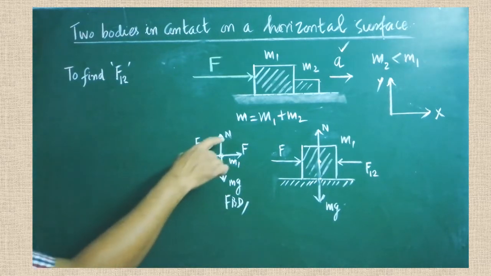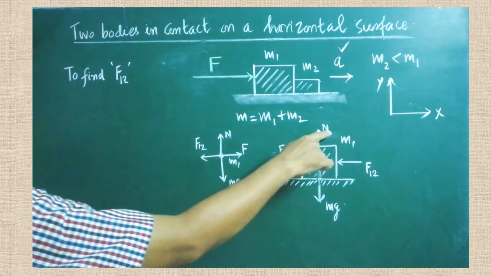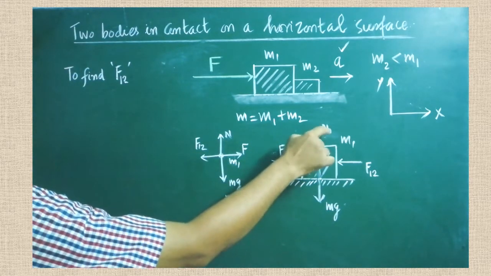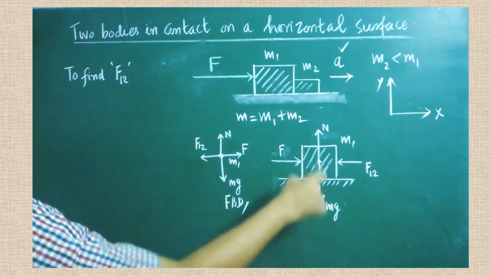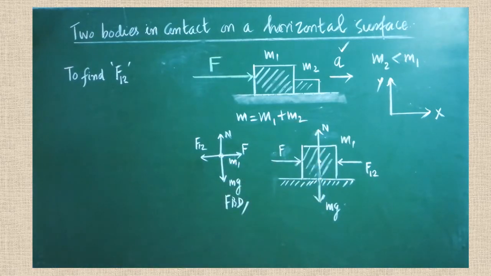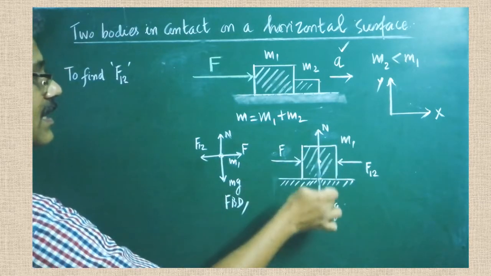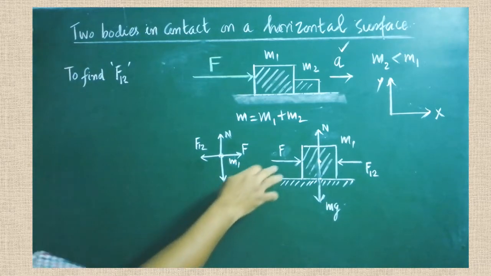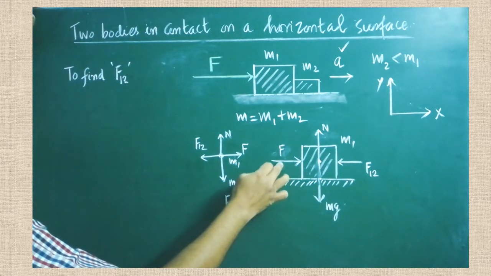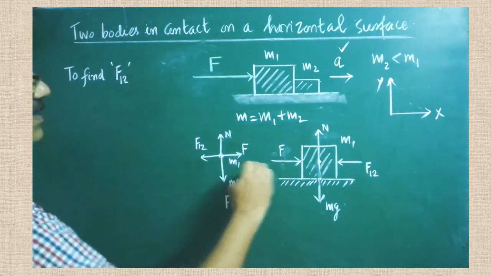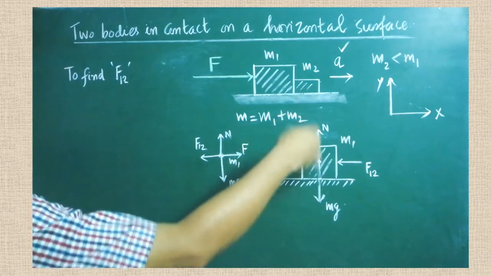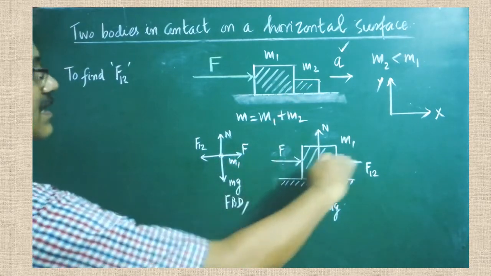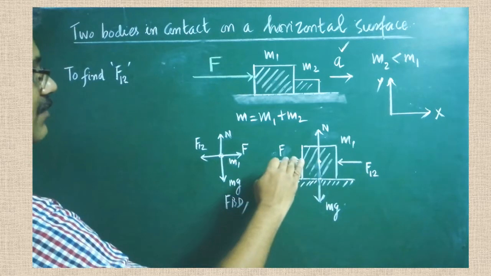Okay. From the diagram it is clearly understood that the normal and mg both are acting in the opposite direction with equal magnitude. Therefore, these two can be cancelled. There is no net force acting along the y direction. Now we have to find out, is there any net force acting along the x direction? If there is no motion at all, the net force is 0. But here there is a movement. Are you clear? Therefore, net force is there.